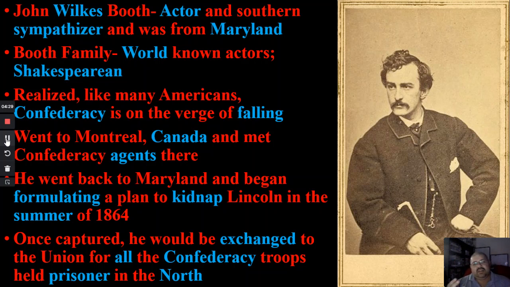Now, near the end of the Civil War, Booth, like a lot of Americans, realized the South is going to lose. Things are tailing off. Lee has already lost at Gettysburg. Grant took Vicksburg. The Confederates were winning at the very beginning, but now they're losing more and more. It looks like it's going to be the end. So what happens is Booth goes to Montreal, Canada.